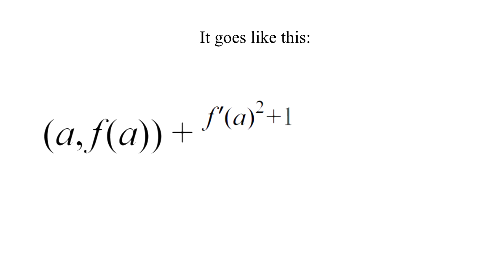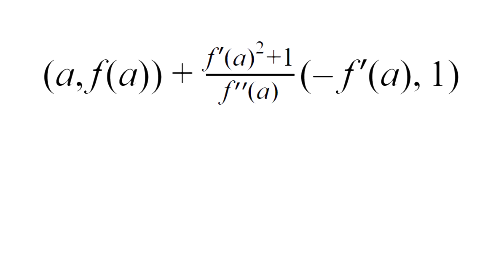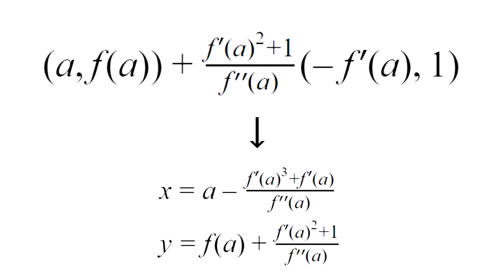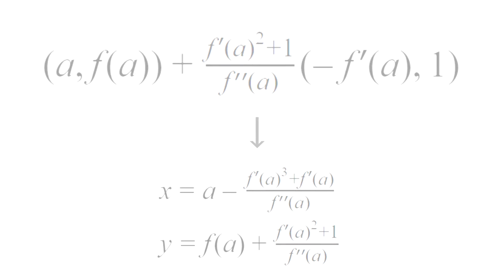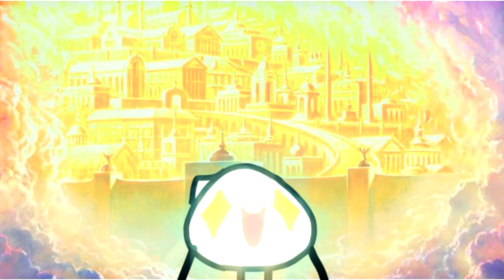It goes like this: (a, f(a)) plus (f'(a)² + 1) over f''(a) times (negative f'(a), 1). You can see how I formed this based on comparison to the separated function expressions. But what's better is that if you've watched my last video, then every gate in the world would have opened in front of your eyes.